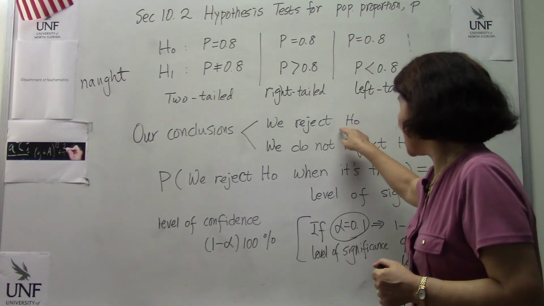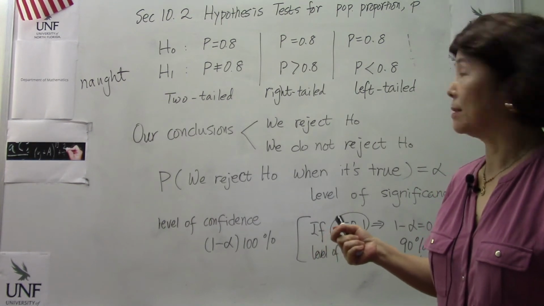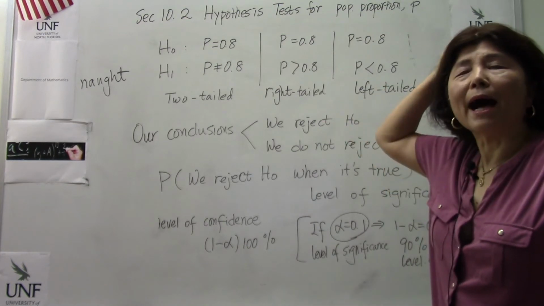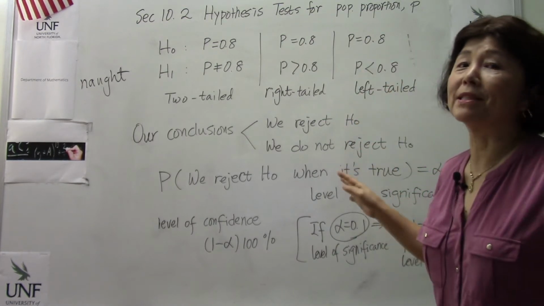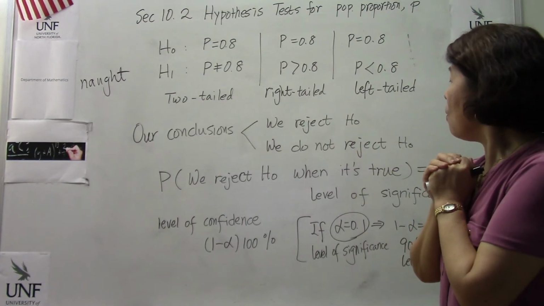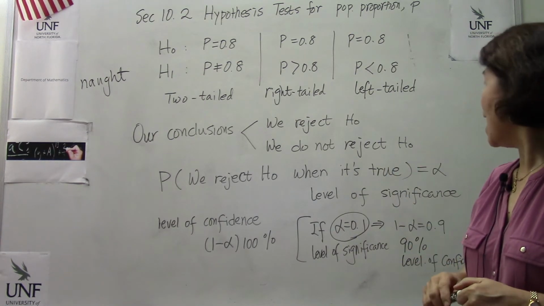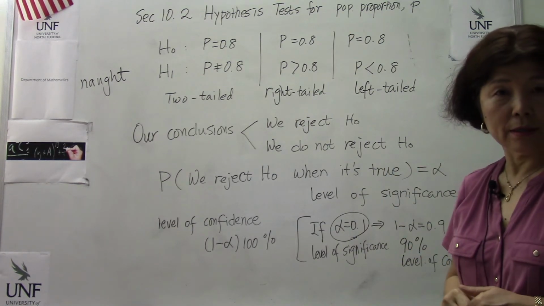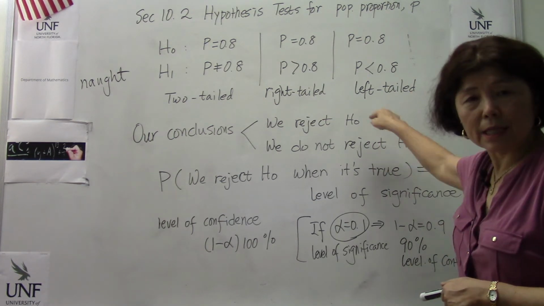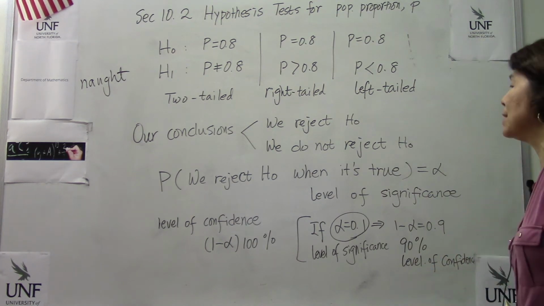We are going to reject H naught, and we say, hey, it's time to change. We do reject, but we never say that the alternative is proven. Just simply we reject H naught, or the other way around, we do not reject H naught. Our vocabulary will strictly stick to these two statements: we reject or we do not reject.